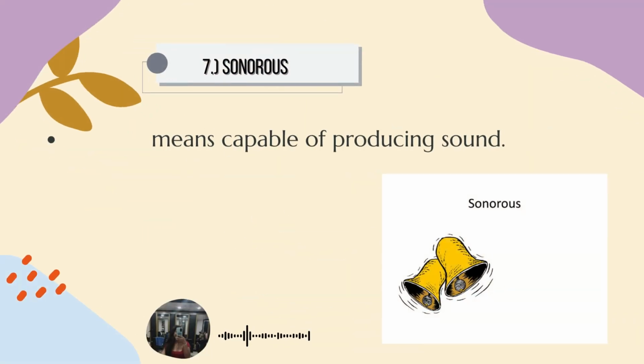Sonorous. When metal strikes a hard surface, it produces sound. That's why they are used in making bells and strings of musical instruments like the violin.